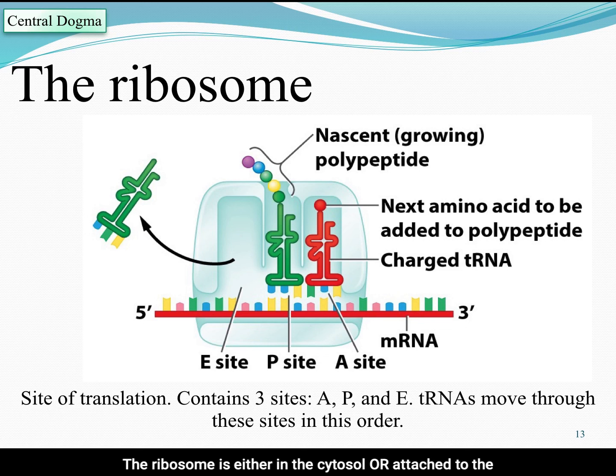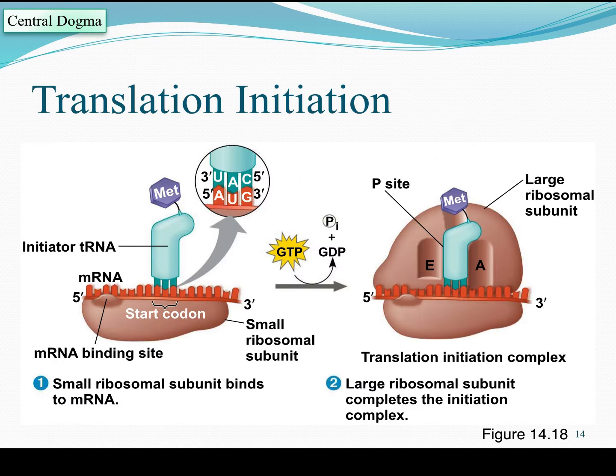The ribosome is either in the cytosol or attached to the ER, and this is where translation occurs. The ribosome is the site of translation, and it contains 3 sites within the ribosome subunit. It contains the A site, the P site, and the E site. tRNAs move through these sites in this order.